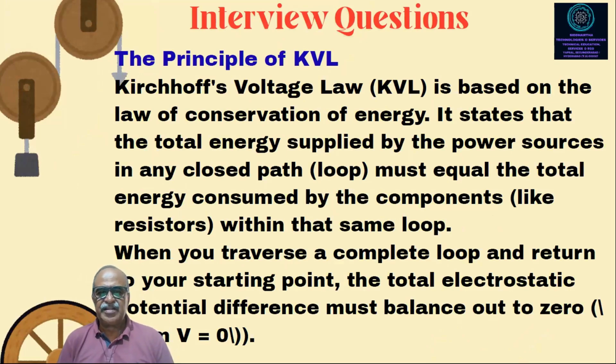It states that the total energy supplied by the power source in any closed path or loop must equal the total energy consumed by the components, like resistors or whatever components, within the same loop. When you traverse a complete loop and return to your starting point, the total electrostatic potential difference must balance out to be zero. That is the point you have to understand.